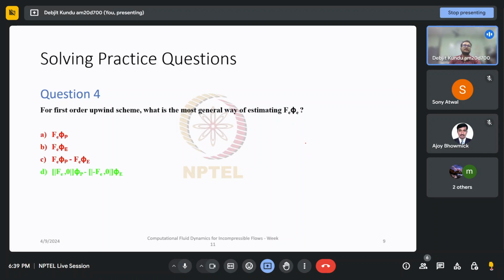So in this case where we have P here and E here and small e over here, if we interpolate and try to find it as the average of phi P and phi E, then this is a central difference, not upwind.